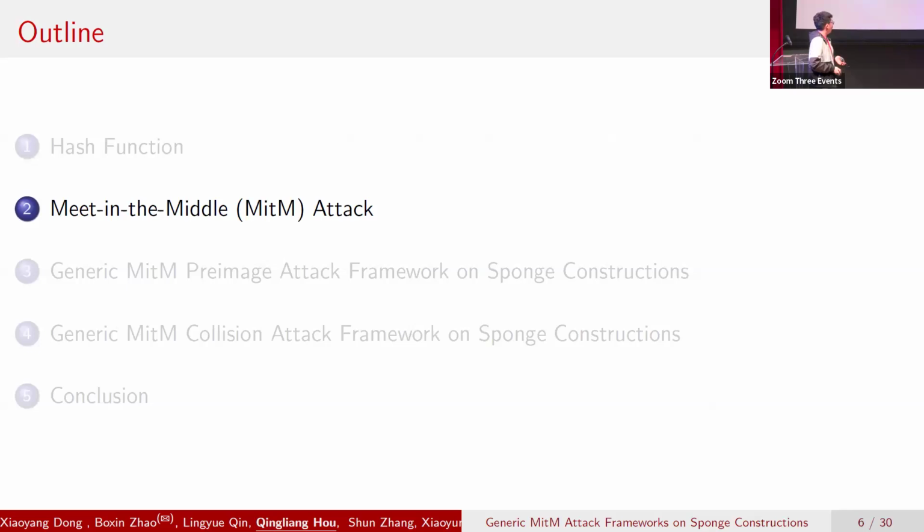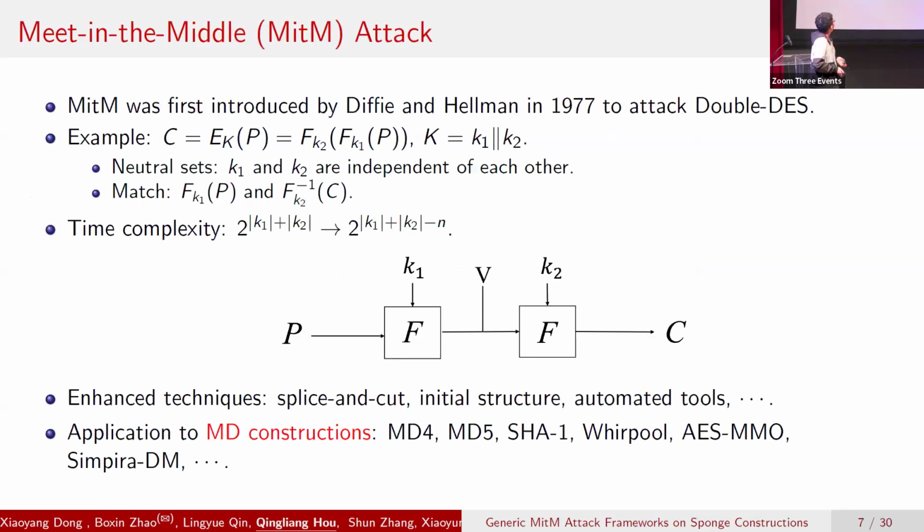Then I will give a brief review on the meet-in-the-middle attack. Meet-in-the-middle was first introduced by Diffie and Hellman to investigate the security of multiple encryption schemes. The idea of meet-in-the-middle can be well explained by the following example. Assuming K1 and K2 are independent secret keys, the collision between the encryption with K1 and the decryption with K2 can be used to filter out wrong keys, and then the searching space is reduced.